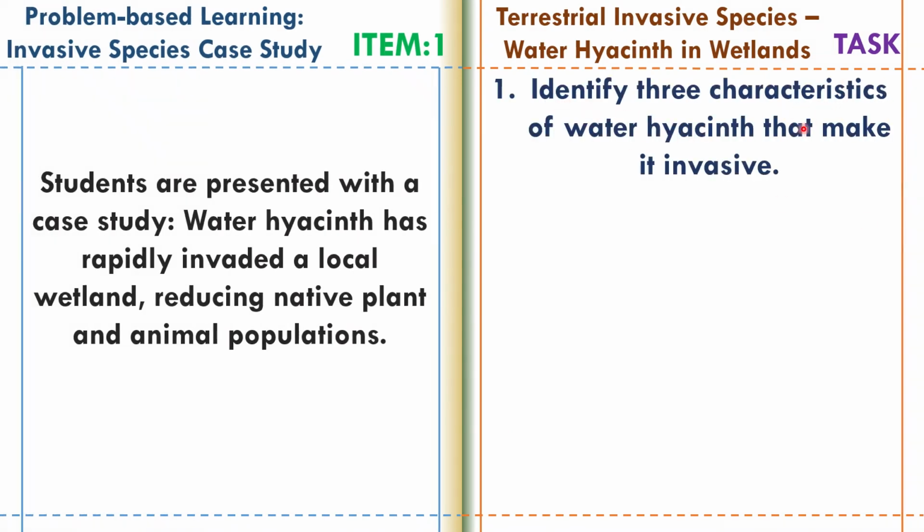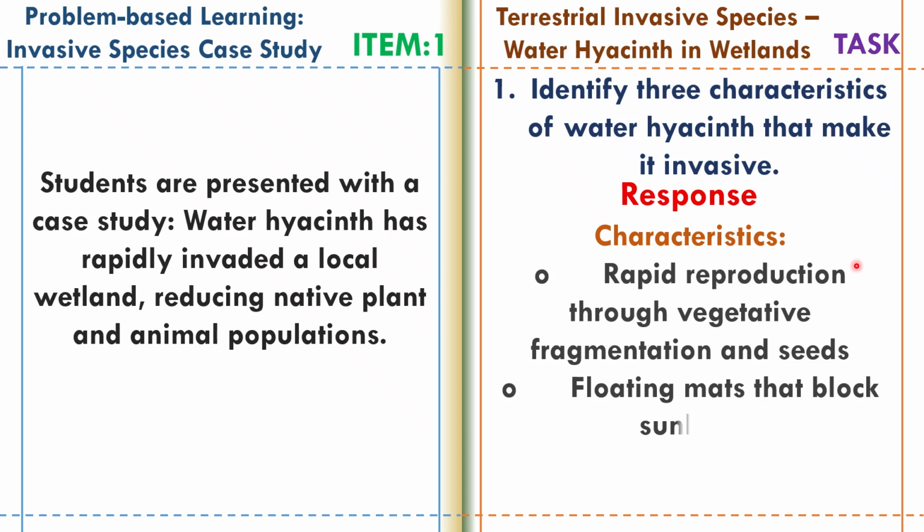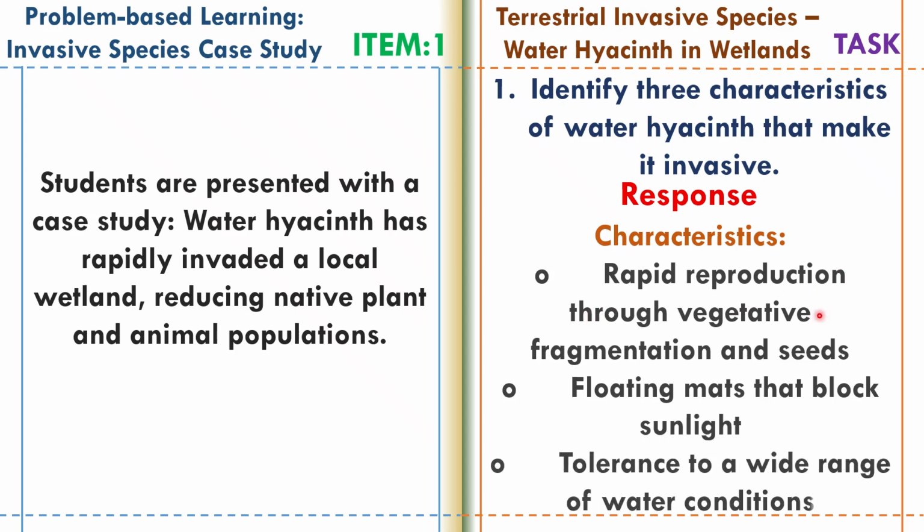Identify 3 characteristics of water hyacinth that makes it invasive. The characteristics: we have rapid reproduction through vegetative fragmentation and seeds, floating mats that block sunlight, tolerance to a wide range of water conditions.